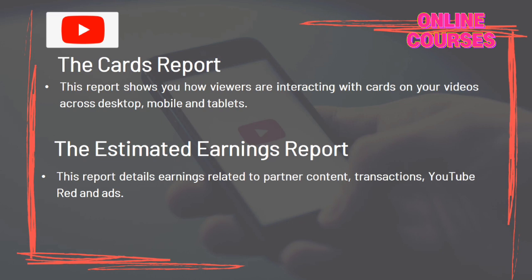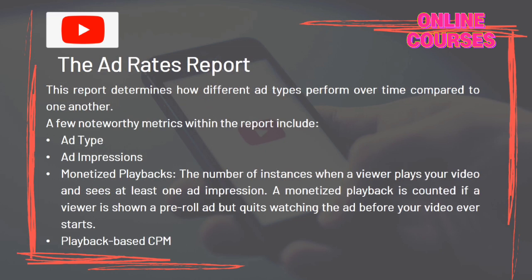The Estimated Earnings Report. This report details earnings related to partner content, transactions, YouTube Red, and ads. The Ad Rates Report. This report determines how different ad types perform over time compared to one another. A few noteworthy metrics within the report include ad type, ad impressions, and monetized playbacks, the number of instances when a viewer plays your video and sees at least one ad impression. A monetized playback is counted if a viewer is shown a pre-roll ad but quits watching the ad before your video ever starts. Playback-based CPM.